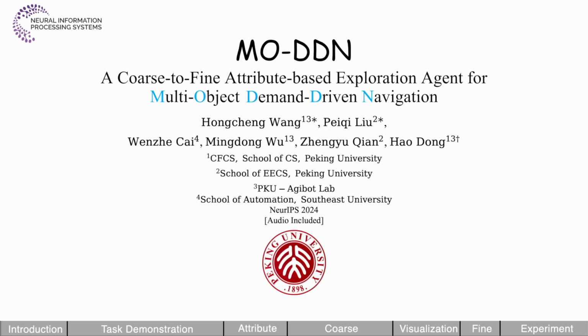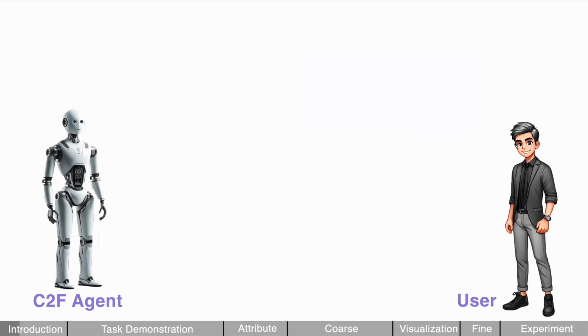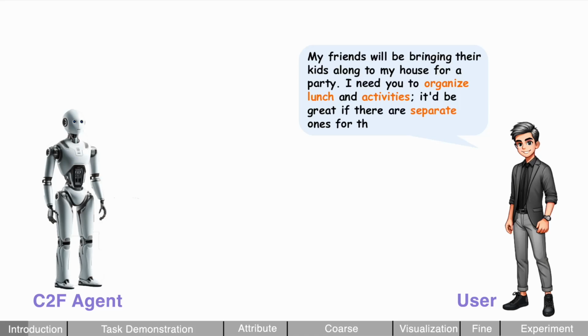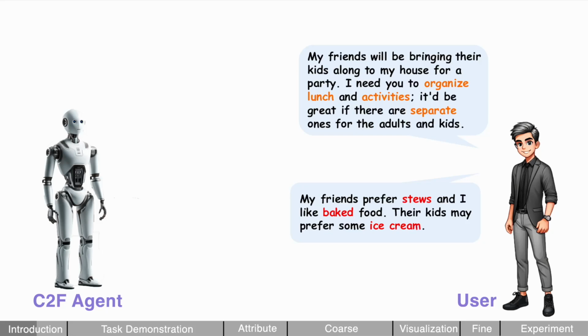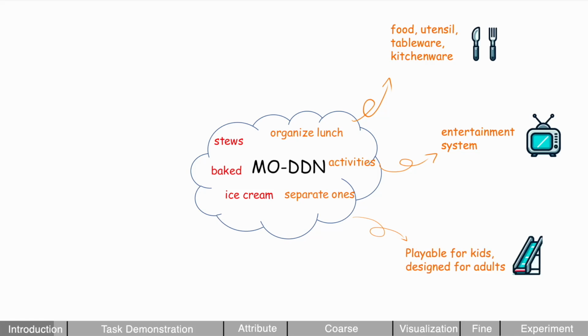In this video, we will introduce our proposed benchmark, multi-object demand-driven navigation. We also propose a coarse-to-fine attribute-based exploration agent named C2F agent to solve this benchmark. In this benchmark, a user gives a natural language instruction, and an agent needs to understand the instruction and find the corresponding objects in the scene. The user's instructions may be complex and require finding objects in different locations, which in the end will make up a solution.